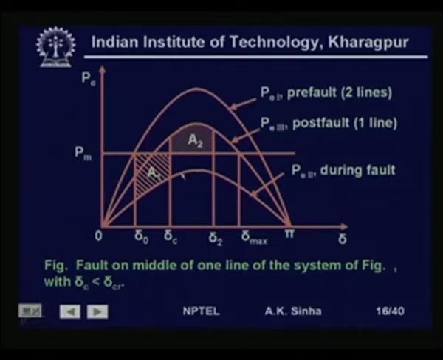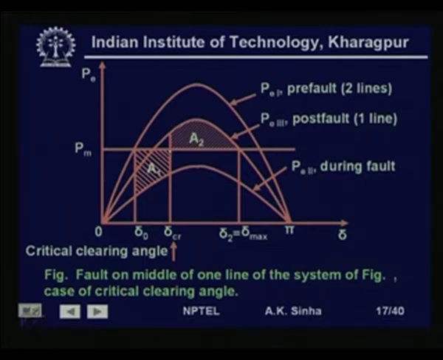Now, we can always find out what the critical clearing angle is. Let us see how we do that. So, this is what is depicting this situation. This area A1 also increases if our initial operating point is higher or if our clearing angle is larger. Now, in this case we see this A1 is just equal to the maximum available A2, and therefore, we call this the critical clearing angle.